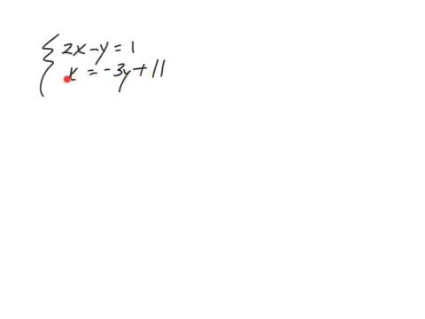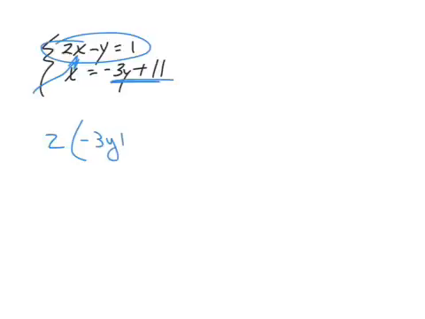So that means whenever I see an x in any of these equations, I can put a negative 3y plus 11 in there because x equals that. So what that does on my top equation here is instead of the x right here, I am going to put negative 3y plus 11 in its place since it equals that. And I always put it in parentheses. And then that's minus y equals 1. So notice all I did is I put this in for x here, and it showed up right there.